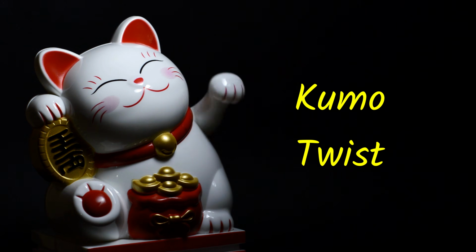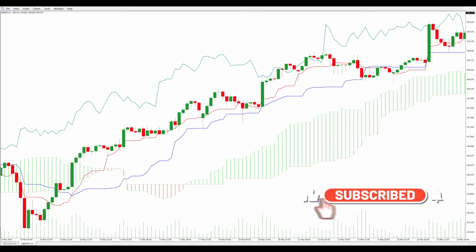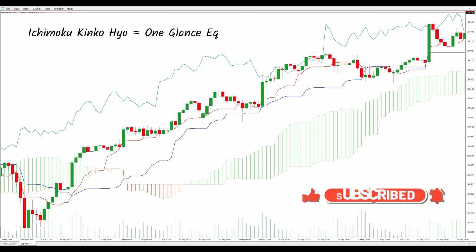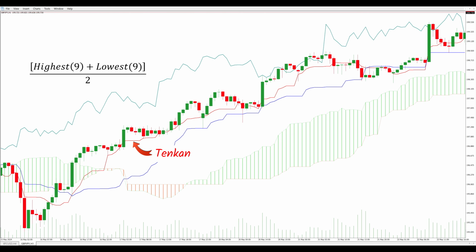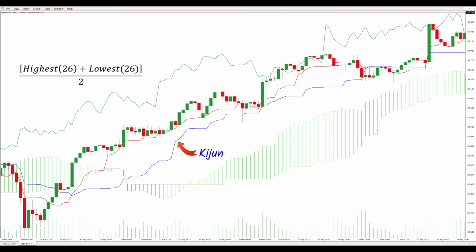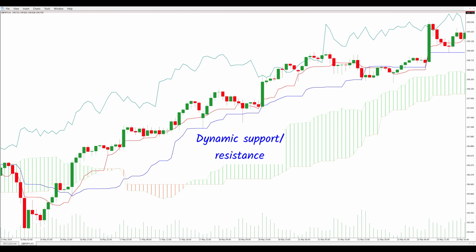But first, here's a recap if you're new to this fine Japanese creation. The Ichimoku consists of a series of 5 averages. The Tenkan, or conversion line, is the midpoint of the 9-period high-low range. The Kijin, or baseline, is the midpoint of the 26-period high-low range. It serves as a minor support or resistance level.